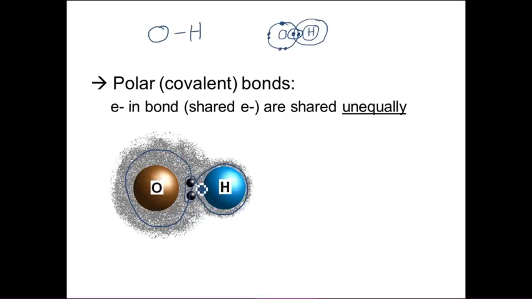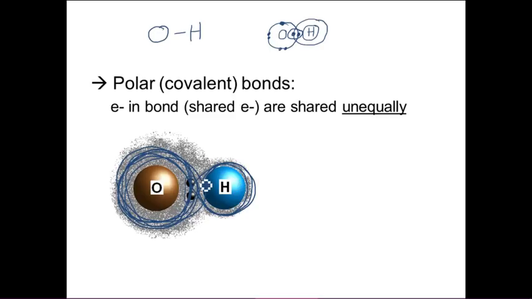Okay, so if you could track them, they would spend more time just zipping around the oxygen, and then maybe once in a while go over to the hydrogen. Zip, zip, zip around the oxygen, little bit of time over the hydrogen. So they spend more time over here around the oxygen than around the hydrogen, so they're not sharing equally.